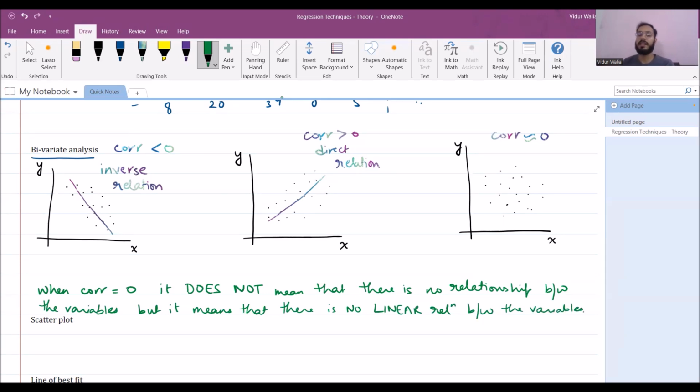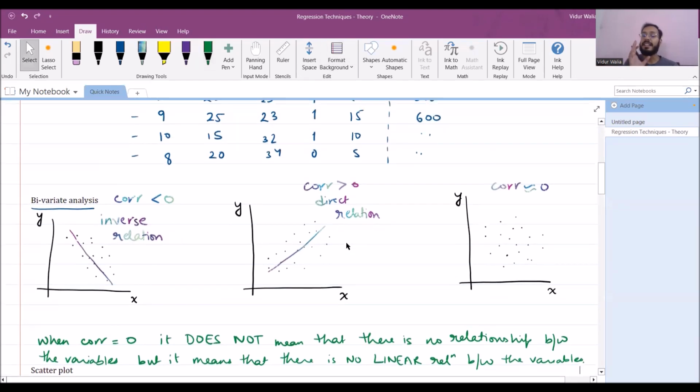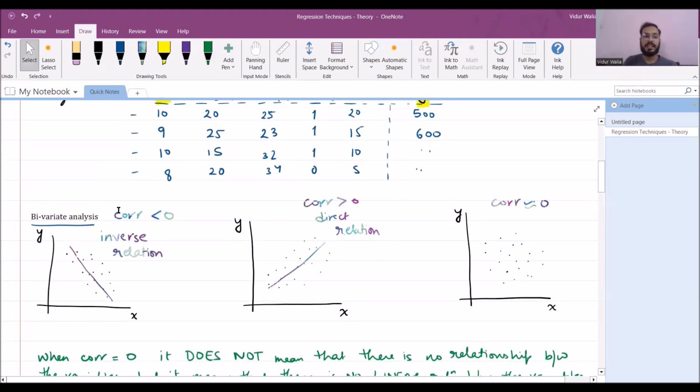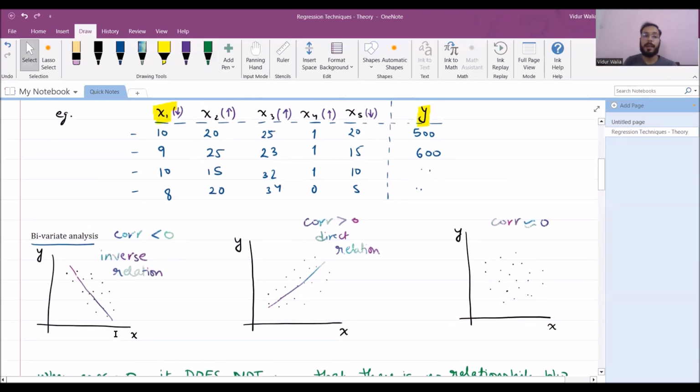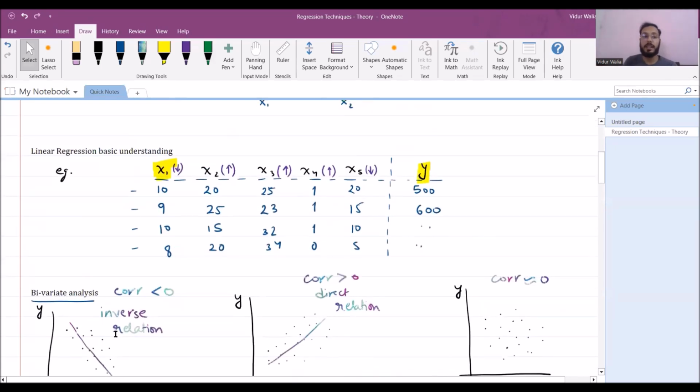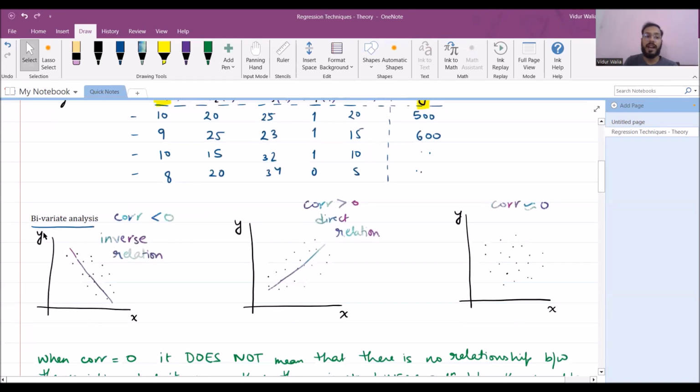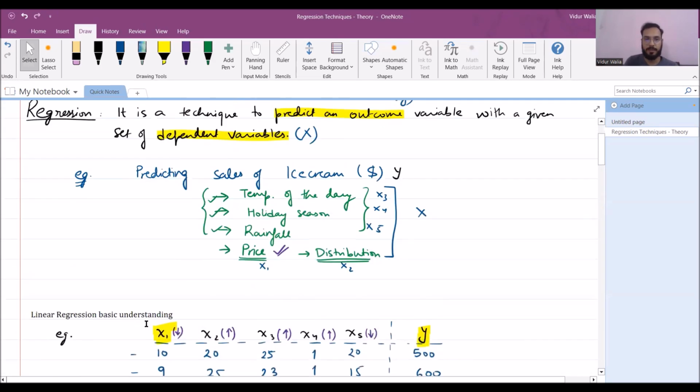So what it means is simply that correlation is a measure of linear relationship among the variables. So obviously this is a bivariate analysis. We have an x value, that is the independent variable, and y, that is the dependent variable, because y is dependent on x.